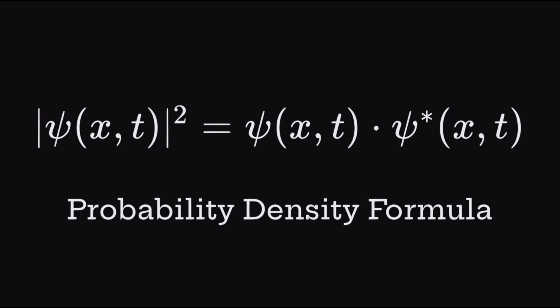The probability density formula is the bridge between the mathematics of quantum mechanics and physical reality. It tells us where a particle is most likely to be found if we measure its position. This formula is used to calculate and visualize the probability density of a quantum particle inside the infinite potential well. Over time, as the wave function evolves as described in slide 8, the probability density changes, revealing how the particle's behavior spreads or shifts within the system.